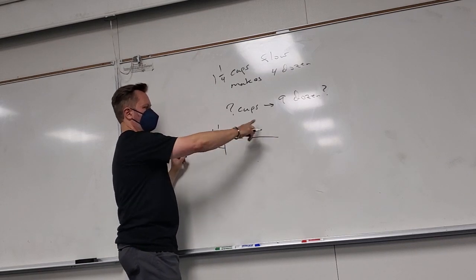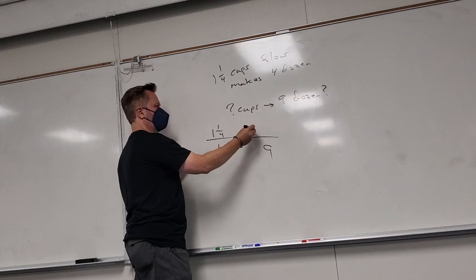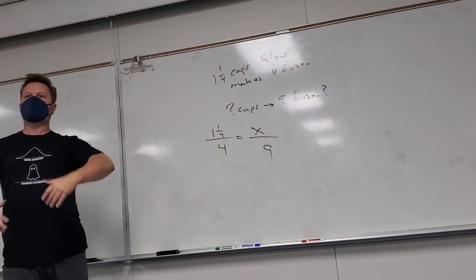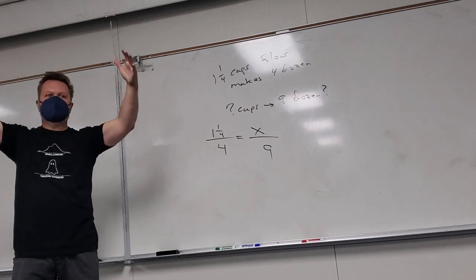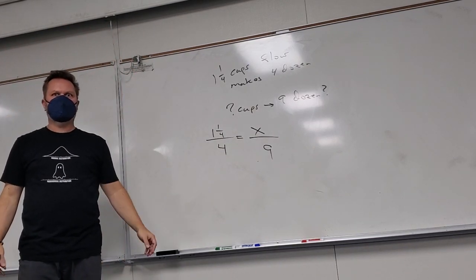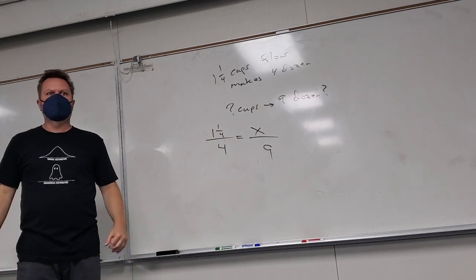Where does 9 go? Because that's where dozens are. And what do I put on the top? X, because I don't know what it is. In algebra, we use X so we don't just have to use an empty spot, because how easy is it to keep track of an empty spot? Not easy at all. So we just use an X. I don't know what this is, let's call it X.